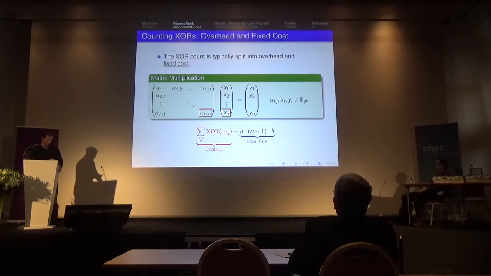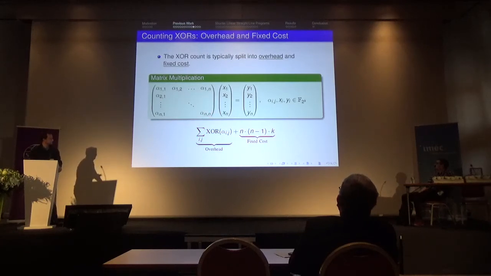And then, of course, if we have computed these products, they need to be added up. This is called the fixed cost. So this is just the cost of adding up these additions. So we have computed alpha 1 times x1, and then plus alpha 2 times x2, plus, and so on. So these additions.